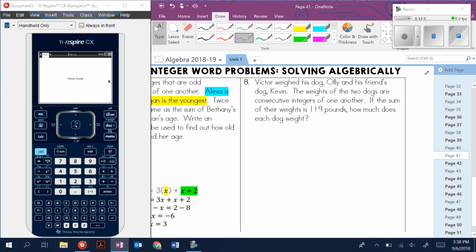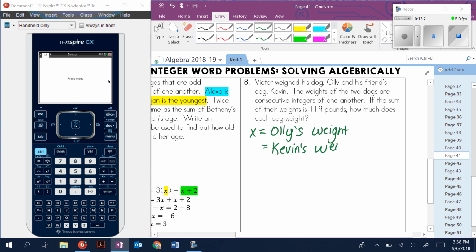Okay, so I guess there's a little bit of information that's missing here. We don't know which dog weighs more. So, I don't know. This is a bad question, but let's assume that x is Ollie's weight. So Ollie's going to be the lighter one. And then Kevin, let's put Kevin's weight next.